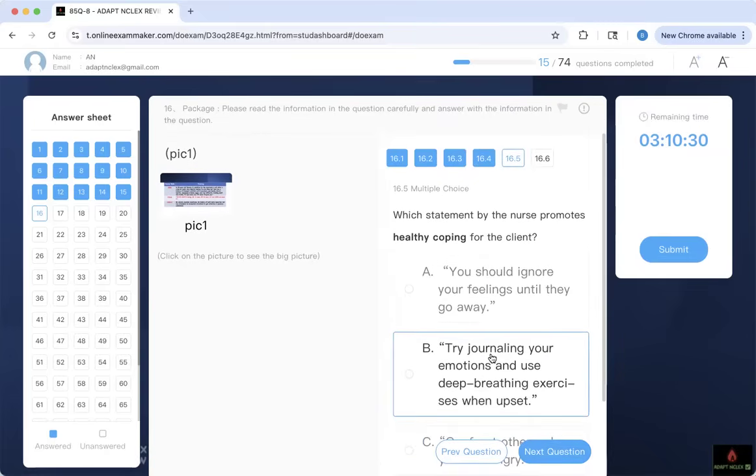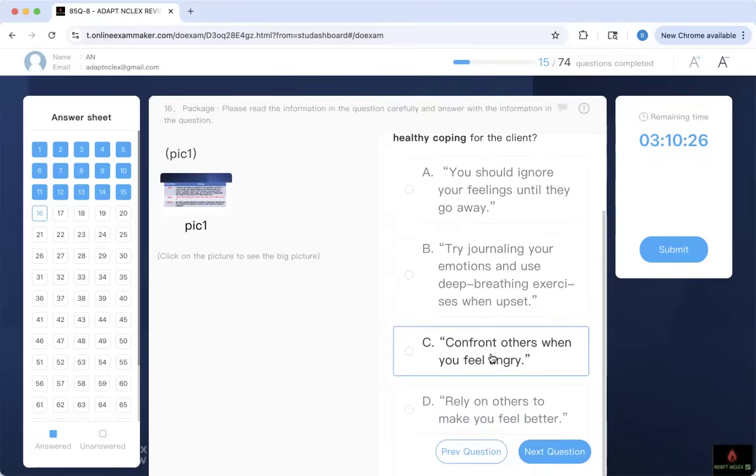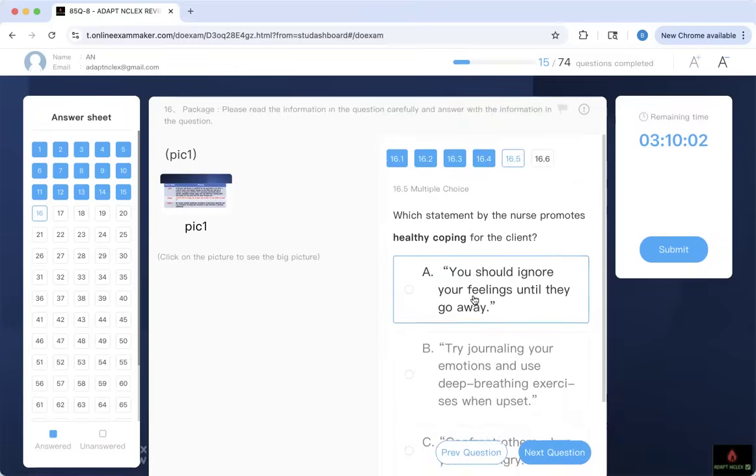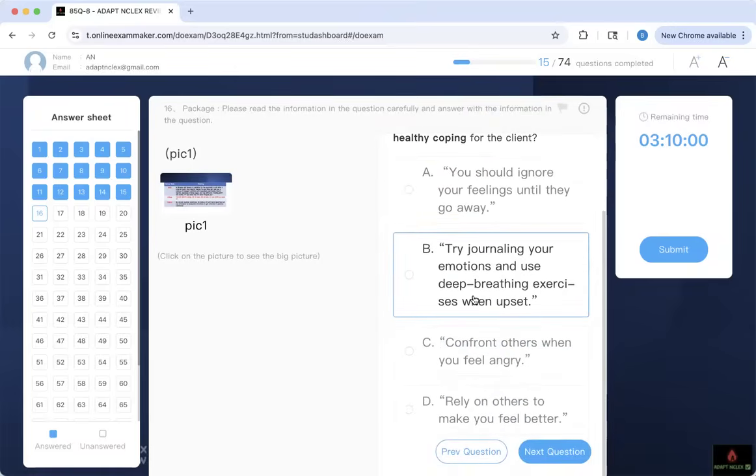Which statement by the nurse promotes healthy coping for the client? Now, for every psych condition, you have to learn how to diagnose it and then help them cope. When they're coping, they are adjusting. They know what is going on. They've accepted the situation and are following therapy. Therefore, any negativity is not coping. That's the way you should see these kinds of questions.